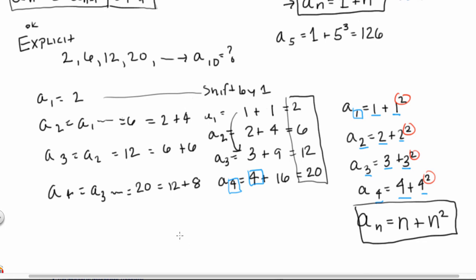Now, what is a of 10? Well, once we have our formula, this is super simple. I mean, it's 10 plus 10 squared. Well, that's just going to be 10 plus 100. And that's just 110. Super simple.